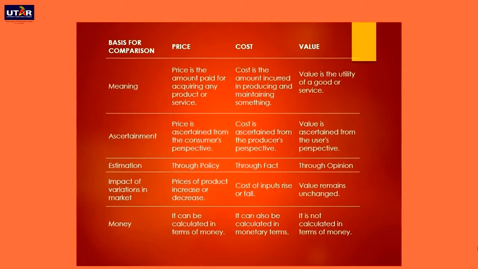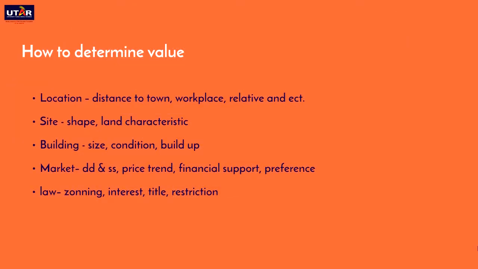So how do we determine the value? There are many aspects that can influence the value. The first one is location. Location can be the distance to a favorite place such as town, workplace, relatives, and so on. Different people will have different perspectives or preferences in terms of location, depending on their needs.